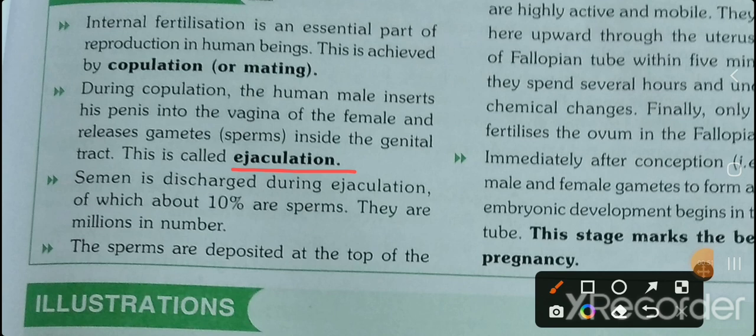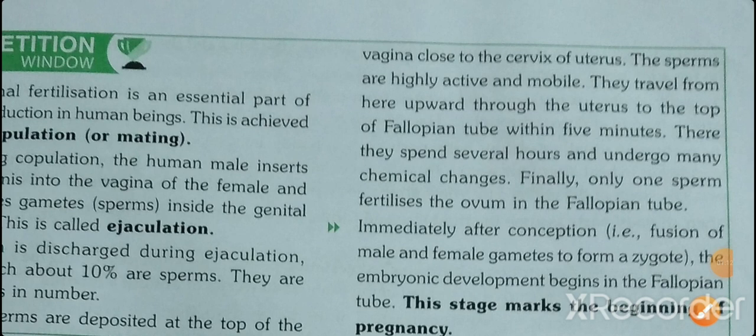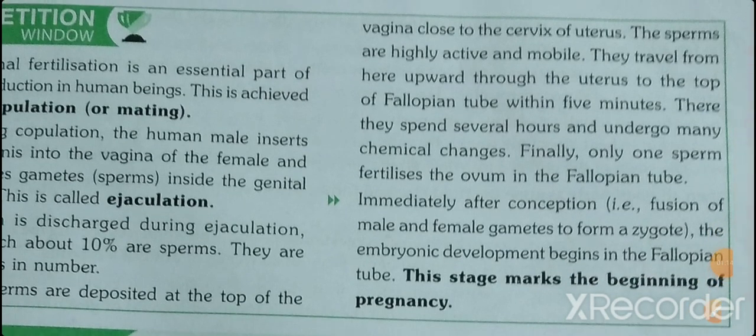Coming to the semen, during ejaculation about 10% of it is sperms, and in that ejaculated fluid there are millions of sperms present. The sperms are deposited at the top of the vagina close to the cervix of the uterus, and the sperms are very active and motile because of the presence of the tail part. But the egg is not motile, it is non-motile. It will be present in the fallopian tube alone.